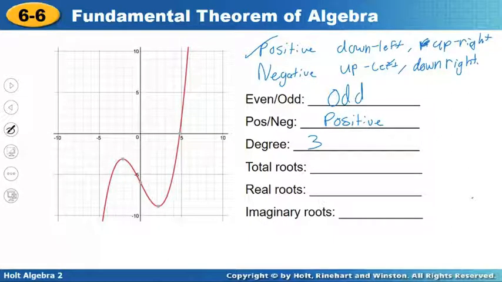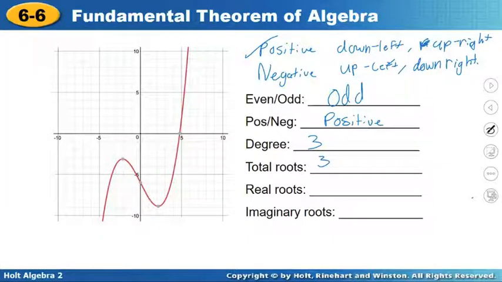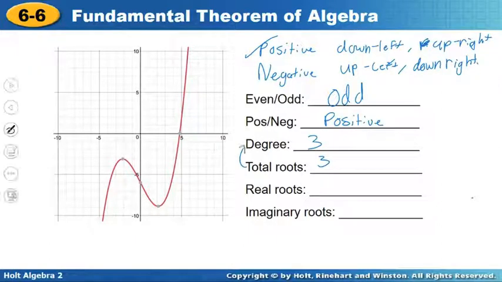Now, if it's a degree 3, it's going to have 3 roots in general. Because remember, the fundamental theorem of algebra says that the degree of the polynomial corresponds with the number of roots it has. If it's a third degree polynomial, it has 3 roots. If it's a fifth degree polynomial, it has 5 roots, and so on. So the trick, though, is how many roots are real and how many roots are imaginary. It has 3 in total, but of those 3, how many are real, how many are imaginary?